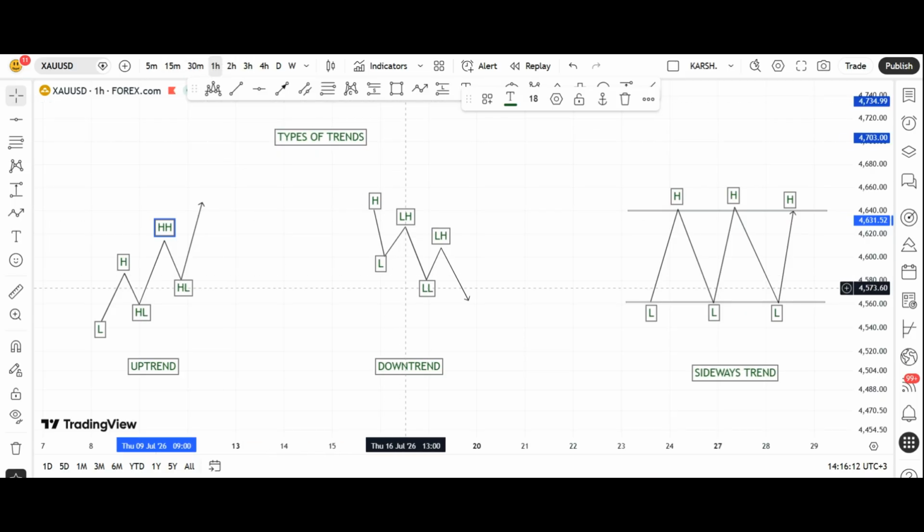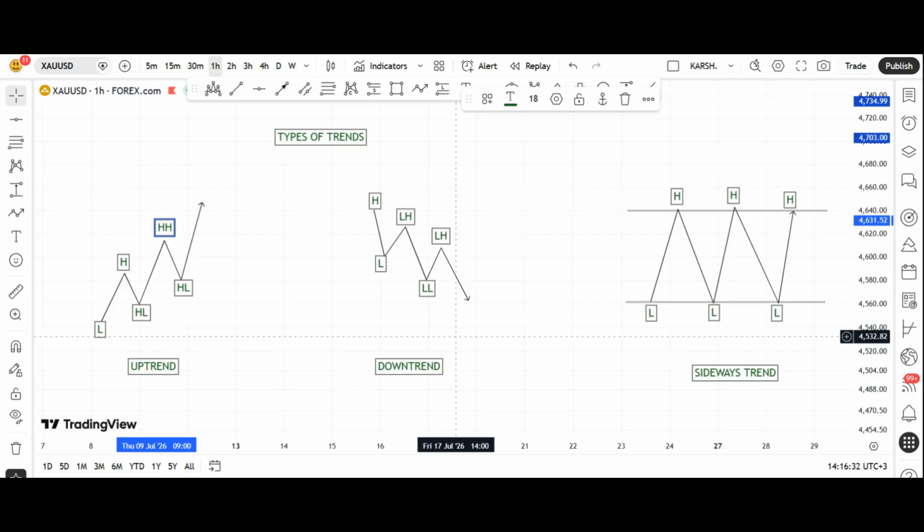Today we're going to be learning about the types of trends in the forex market. We have different types of trends in the forex market that can help you as a trader to find opportunities to make money. We have this saying in the forex industry: the trend is your friend, so follow the trend.